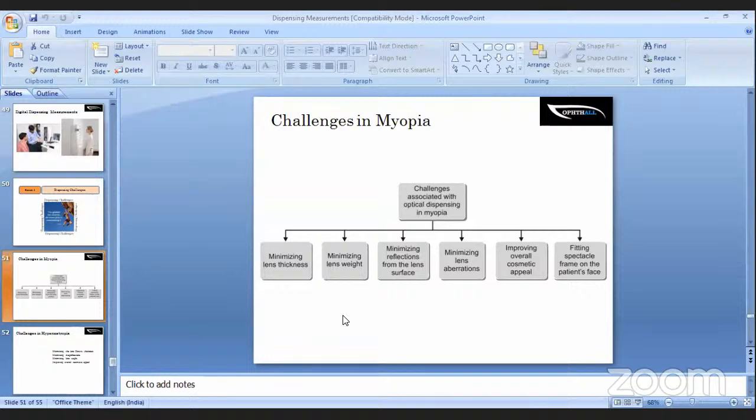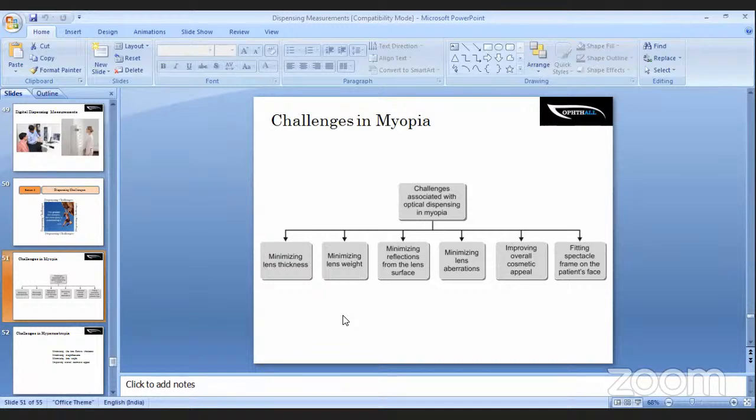Then lens aberrations are very significant in case of minus, especially in high lens prescriptions, which can also be minimized by giving a smaller size of the frame. Improving the cosmetic look can be achieved in two ways. Number one, by reducing the lens thickness. So high index opens the door for that. Then you can also make the lenses flatter and thinner, which can be done by using the aspheric lens design.